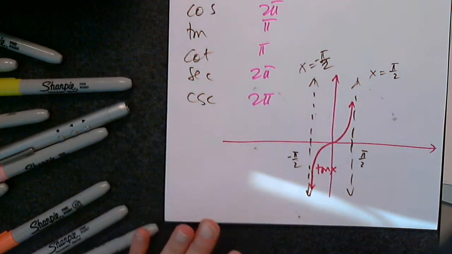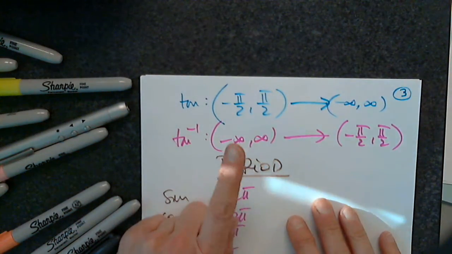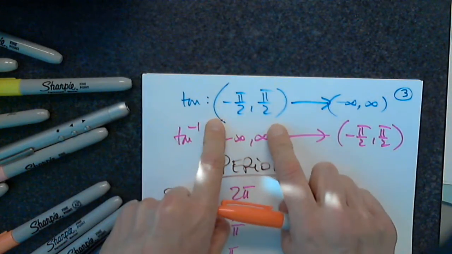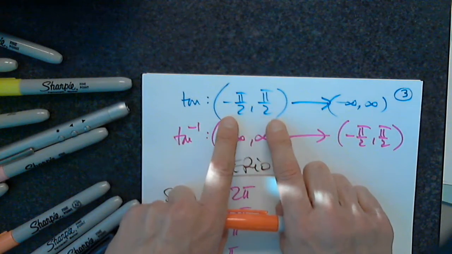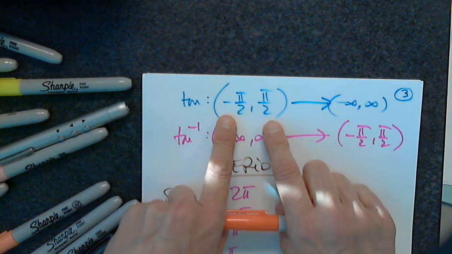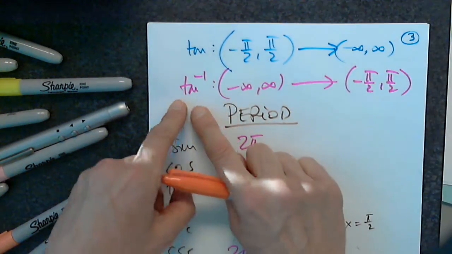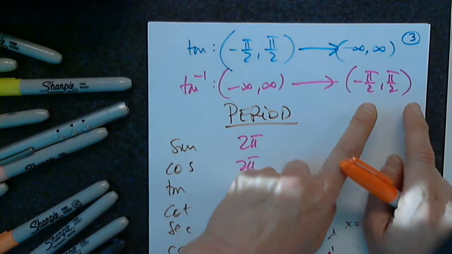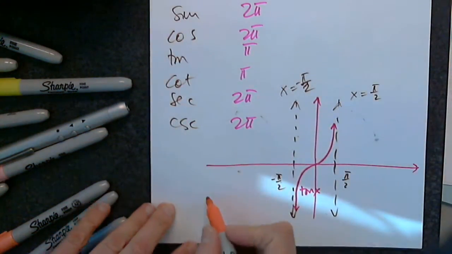Before we graph the inverse function, let's come back here. Tangent, because of the parentheses, very clearly, they state that x equals negative pi over 2 and x equals pi over 2 are, one more time, vertical asymptotes. And the range is anything. Okay, now let's look at this function, tangent inverse. Horizontal asymptotes. Exactly. Which are negative pi over 2 and pi over 2. Very good, that's all I want you to notice.